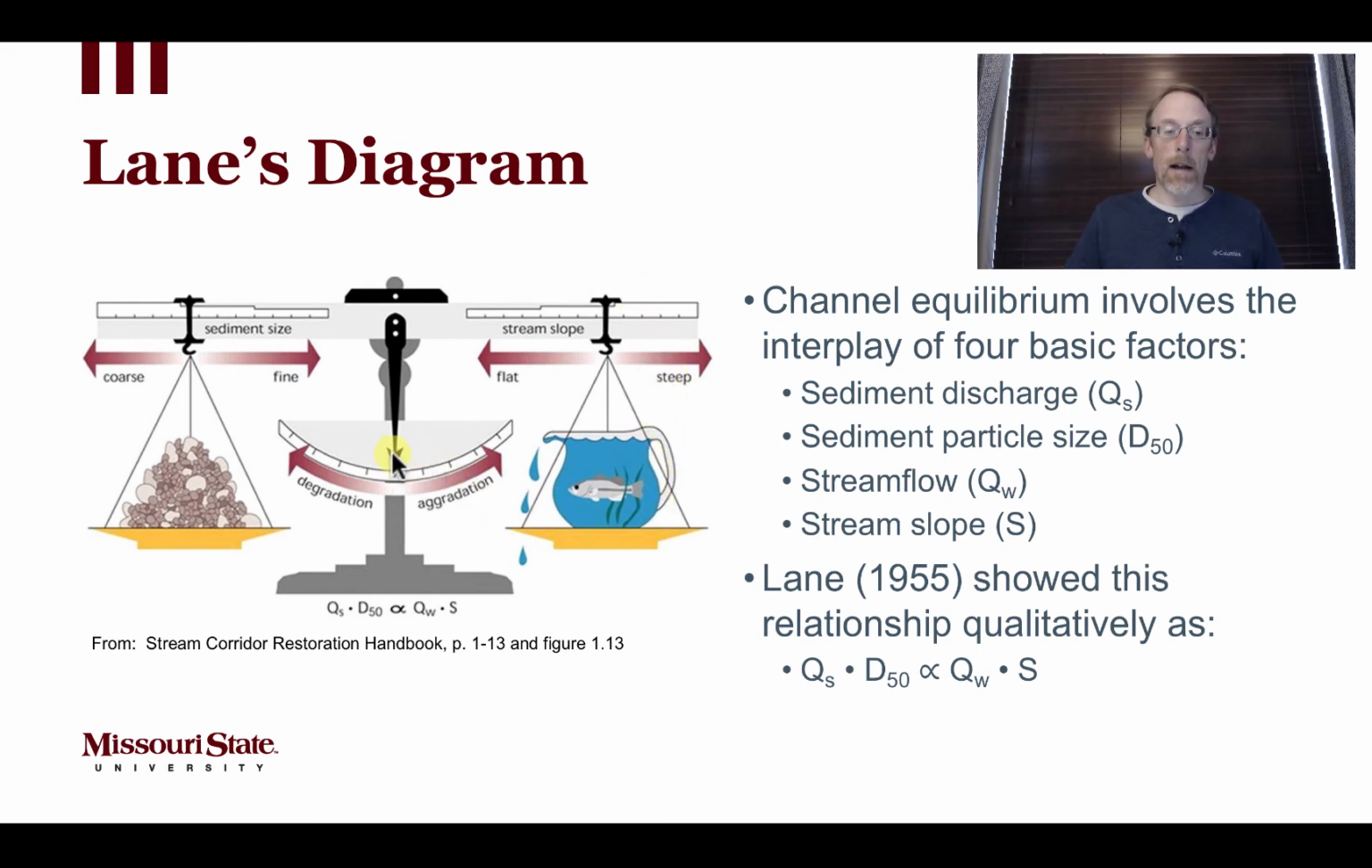And as this side of the balance comes down, the needle will start to point to degradation. So if we increase the stream slope but hold discharge, sediment yield, and sediment size all equal, the floodplain and the channel are going to have to cut down into the valley, degrade.